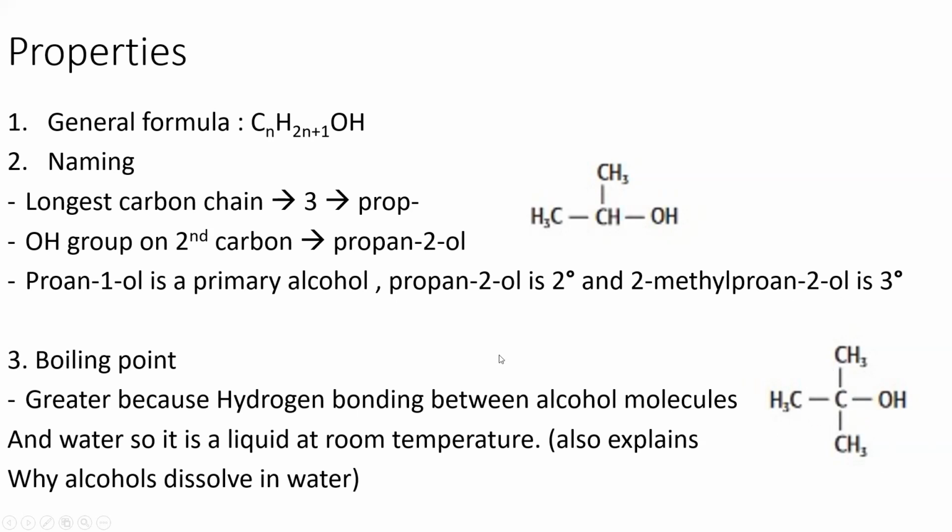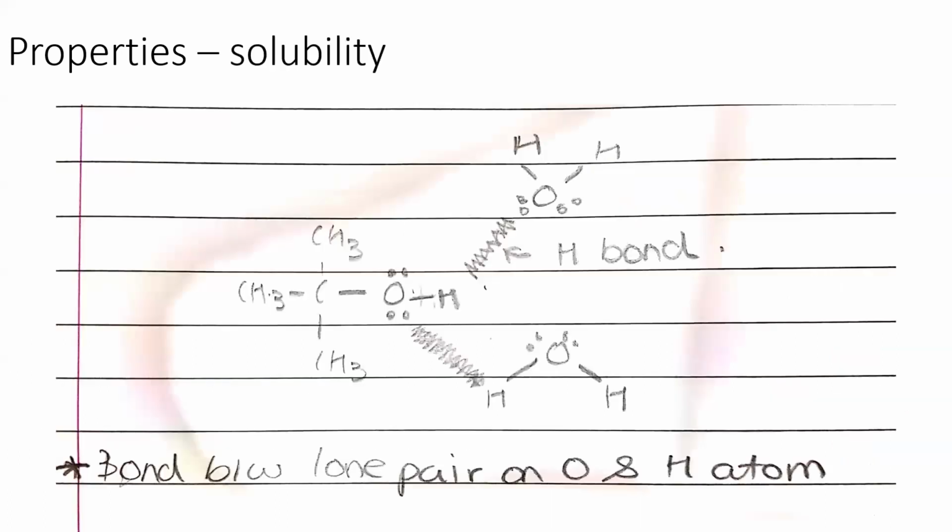The boiling point is greater than other organic compounds because it forms hydrogen bonding between alcohol and water molecules. So it is also a liquid at room temperature. To show that it dissolves in water, this has been tested in one of the past papers, so I'm just showing you the diagram on how to draw it. The hydrogen bond will be between the lone pair of the oxygen and the hydrogen atom, and it can be from the alcohol molecule to a water molecule, or from a water molecule to the hydrogen which is attached to the OH bond.